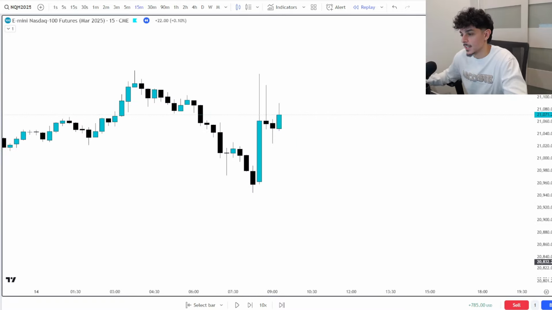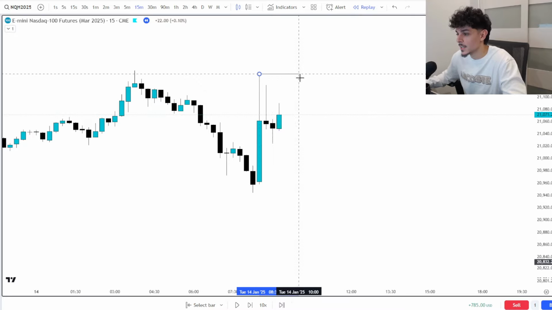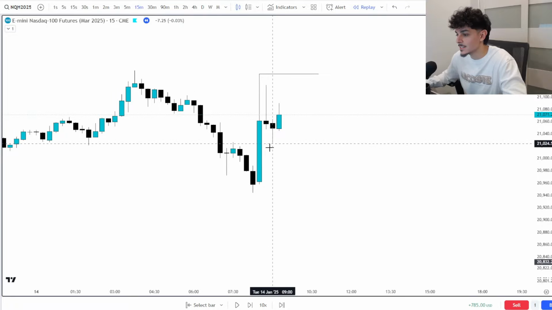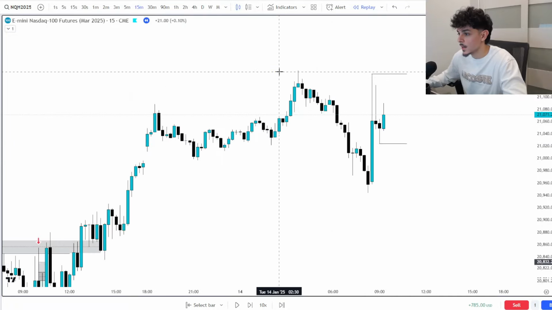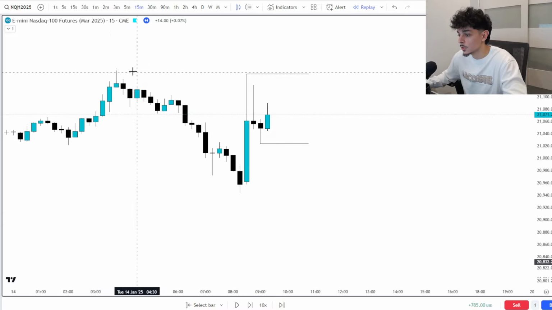Let's take a look at this second trade right here, which was on Tuesday, January 14th. The first trade was on Monday, January 13th, if I didn't say. So right here, you can see we have buy side above and we have sell side below. But right here on this buy side, there's no fair value gap sitting above this buy side. So I'm not looking to short that.